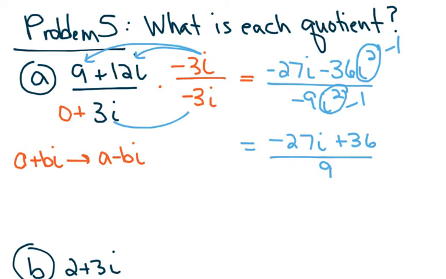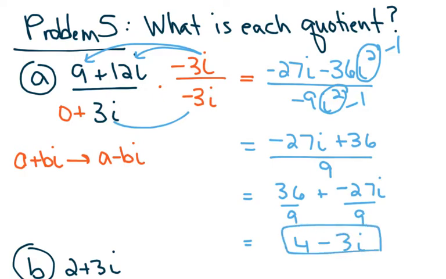Now, I can actually do a little more simplifying of this problem. First of all, I'm going to flip the numerator. So it's 36 plus negative 27i, or it could be 36 minus 27i. And I'm going to put them both over 9. 36 divided by 9 is 4. 27 divided by 9 is 3. So it's really 4 minus 3i.